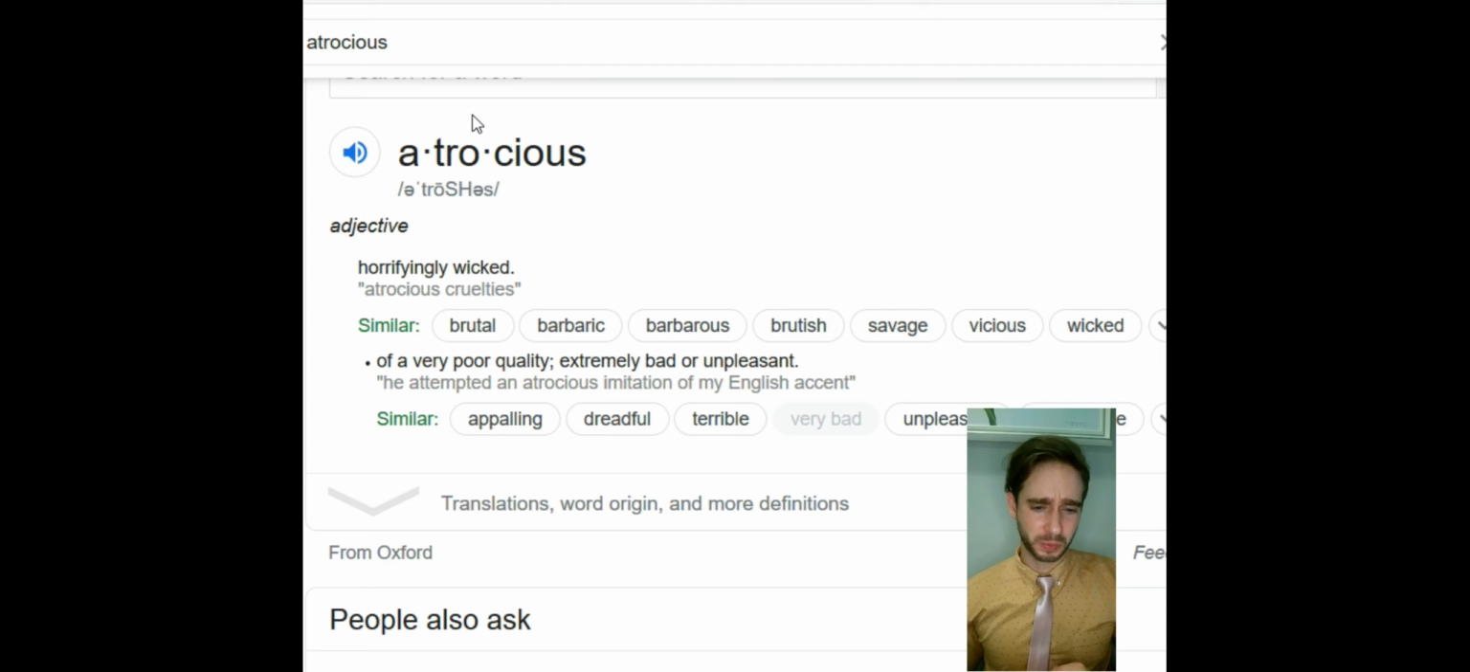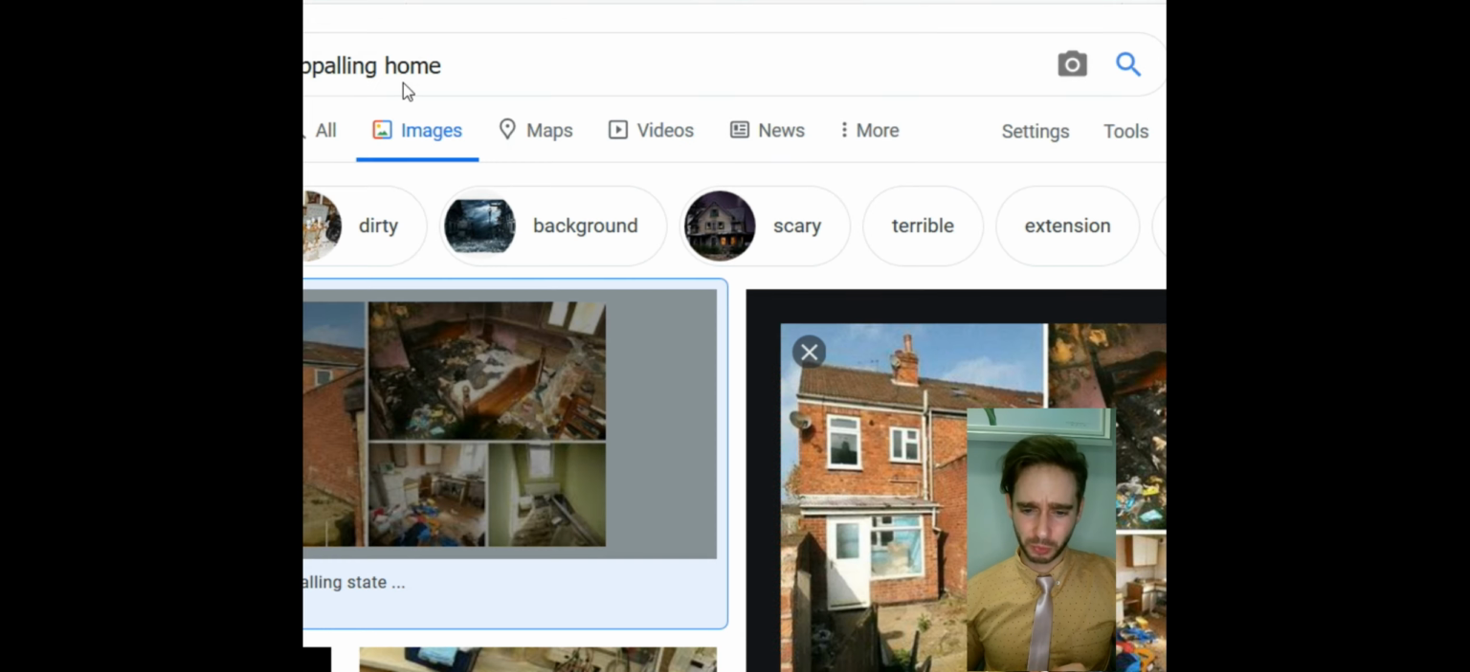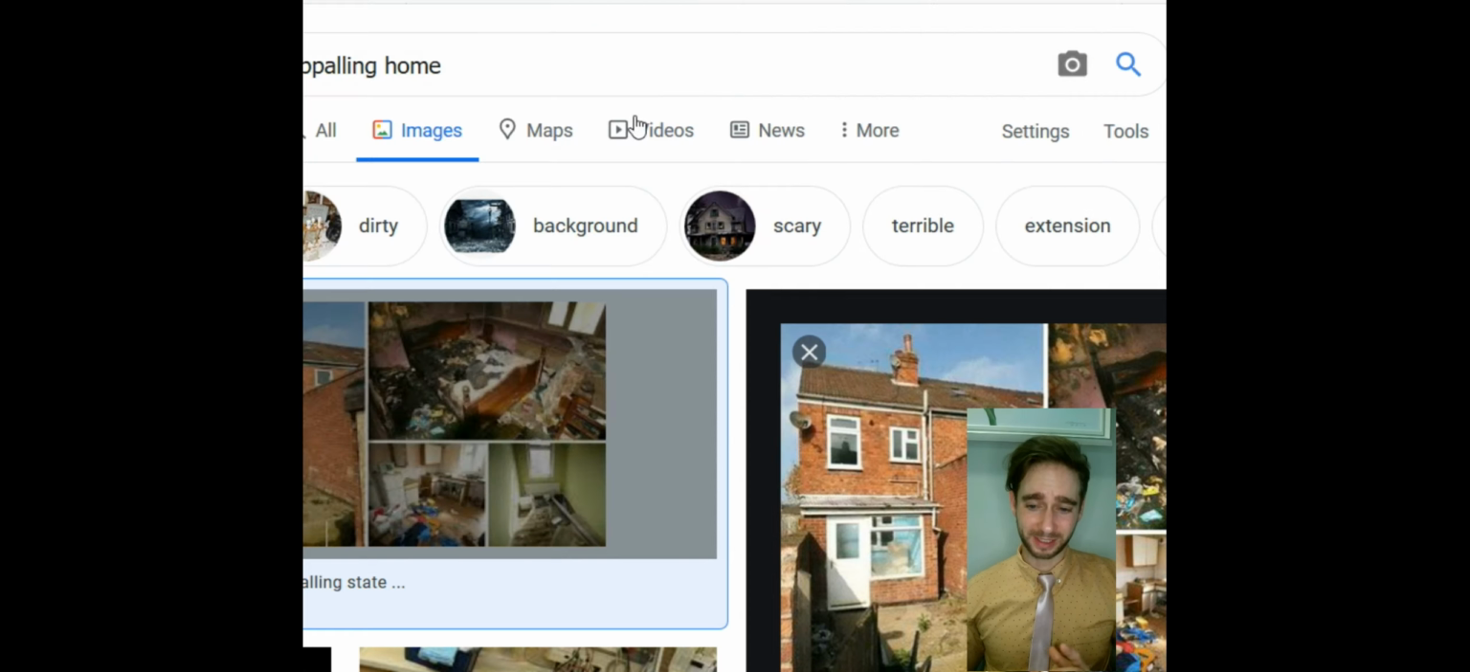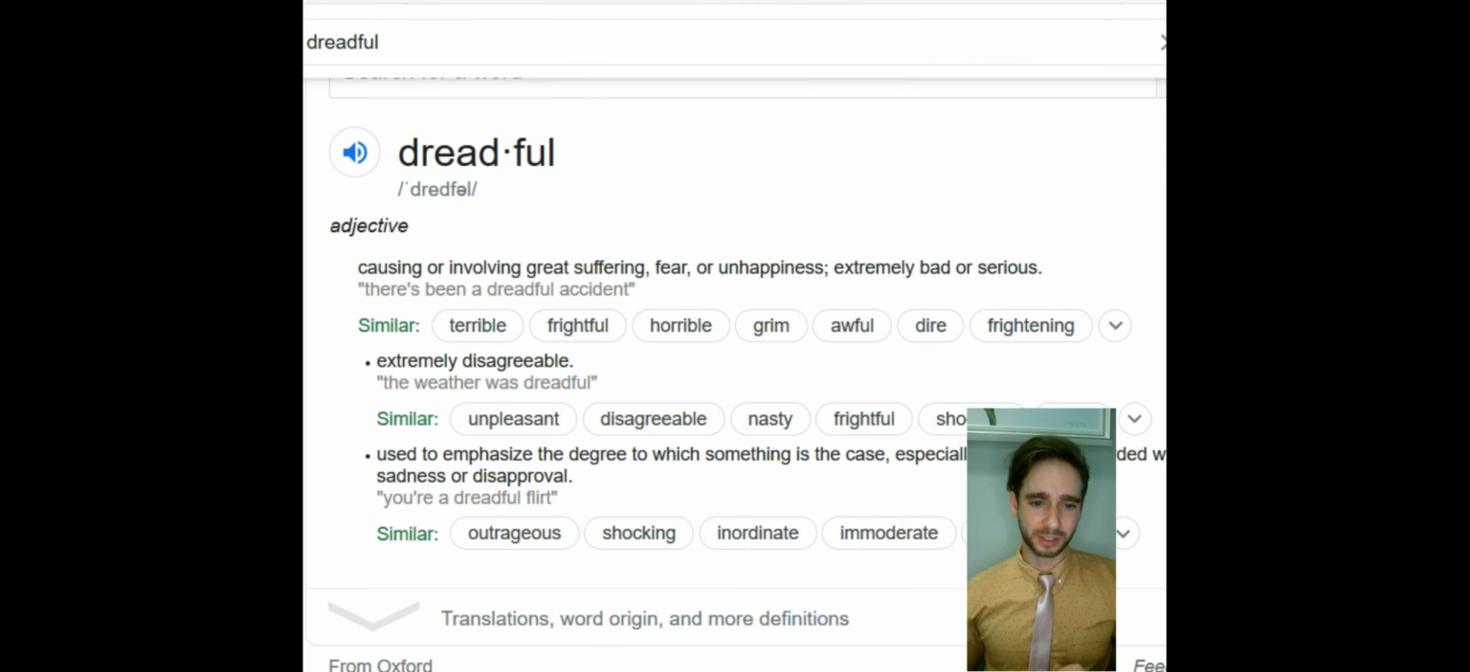So let's take a look at that home once again. Ew, gross, atrocious, and appalling for sure. And the next word that we're going to be looking at, with which we can describe this home, is dreadful.